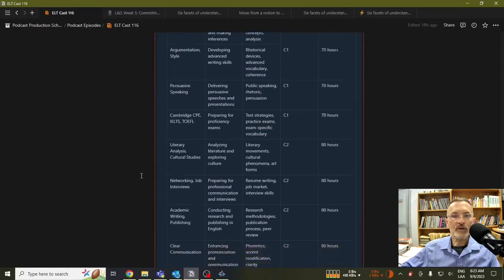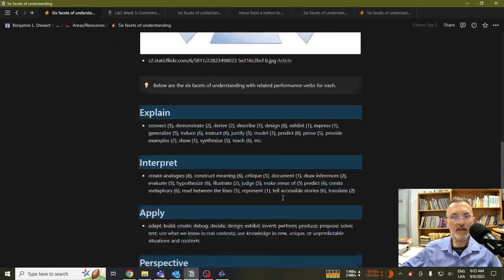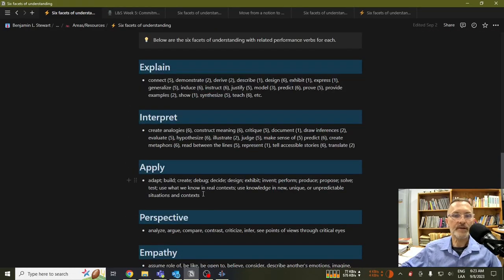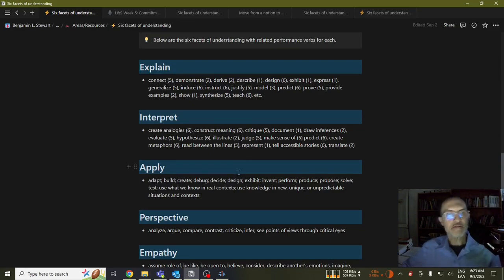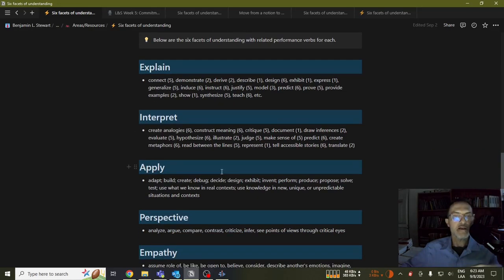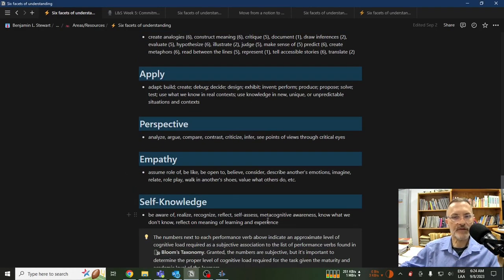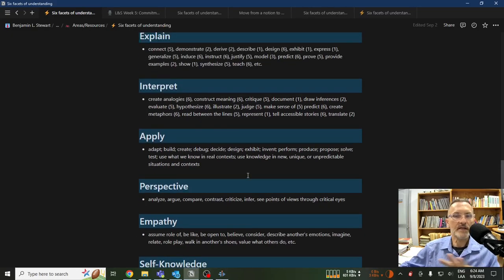At this point, when you're looking at the function of the language, also take into consideration the six facets of understanding, where you're looking at specific performance verbs and how those performance verbs fit into different facets of understanding. We have six facets according to Wiggins and McTighe's Understanding by Design, and all of the performance verbs fall under these six categories. We have explain, interpret, apply, perspective, empathy, and self-knowledge. And here I have a chart where different performance verbs fit within each of these.